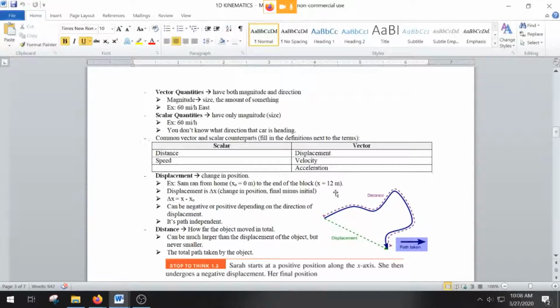Now, again, keep in mind that there is a distinction between distance and displacement. Often they're the same because the object moves in a straight line, but keep in mind that your distance is how far did the object actually move, whereas your displacement is what's its overall change in position.